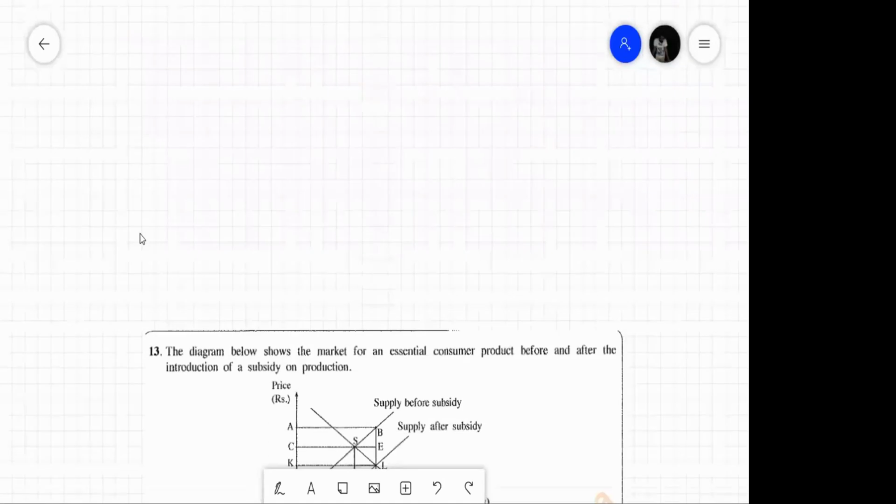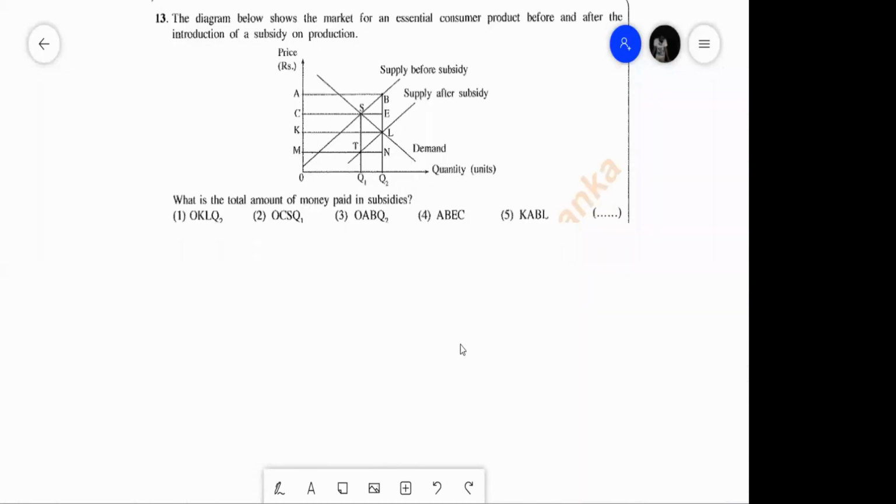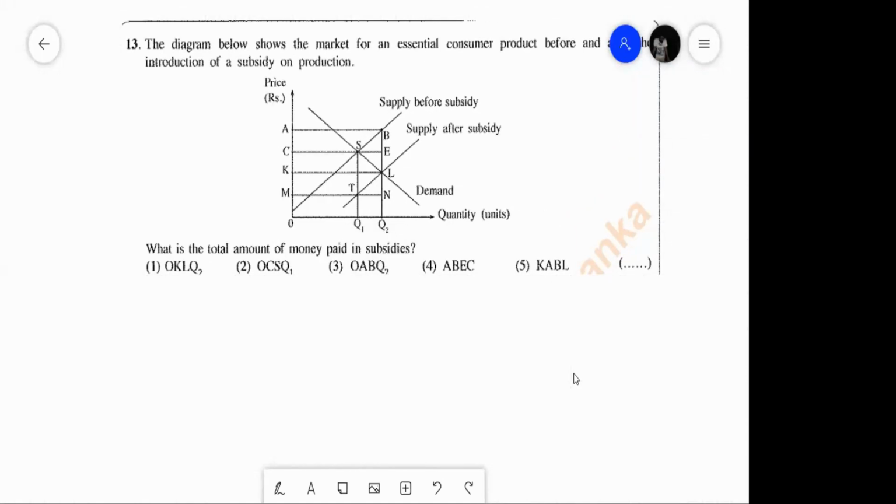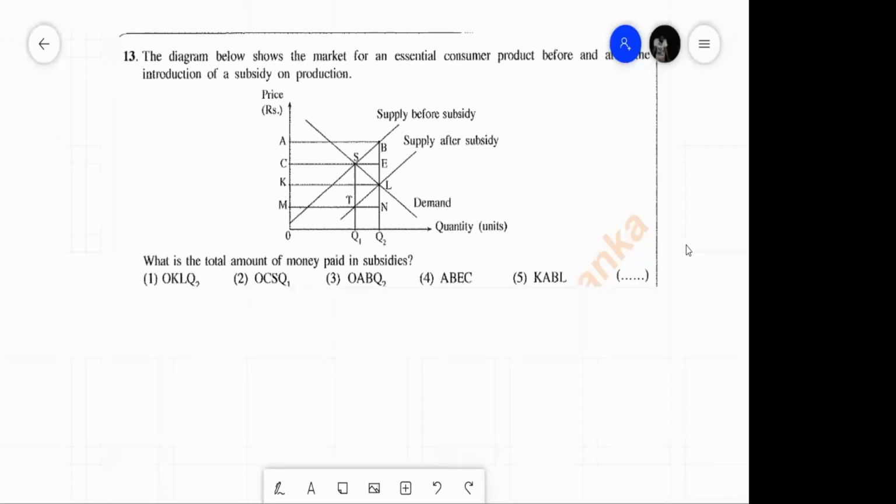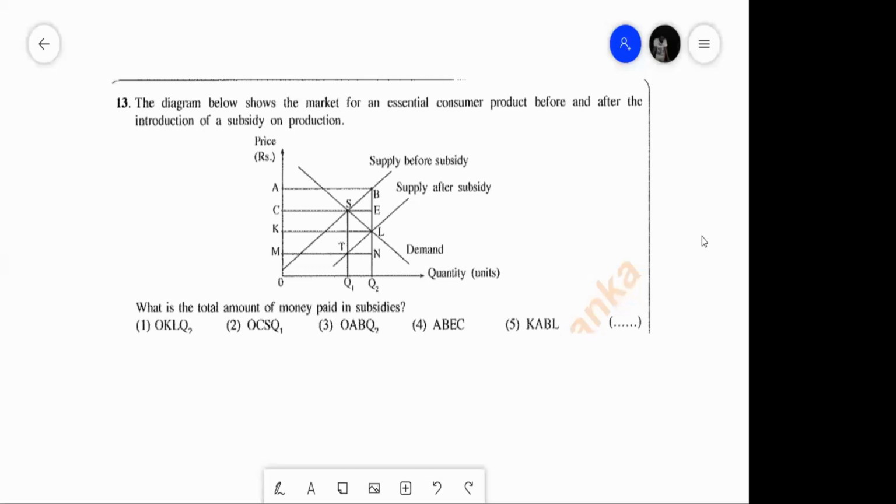Okay, question 13. Easy one. The diagram below shows the market for an essential consumer product before and after the introduction of a subsidy on production. Okay, easy one. Subsidy. What is the total amount of money paid in subsidies? How do you figure this diagram out?